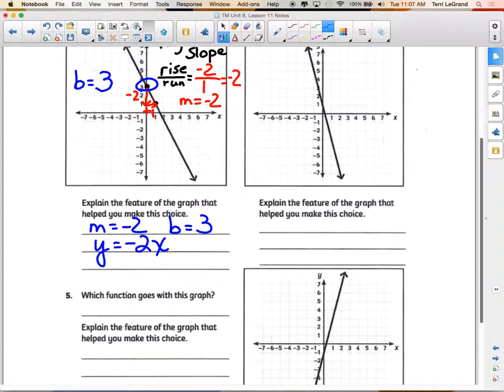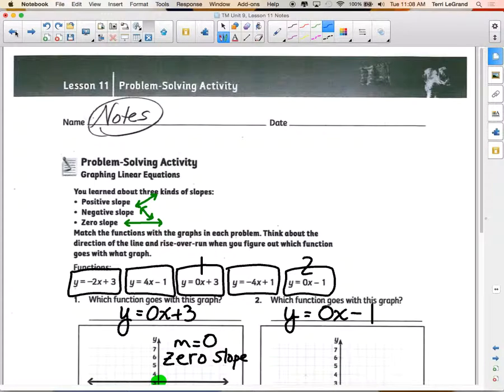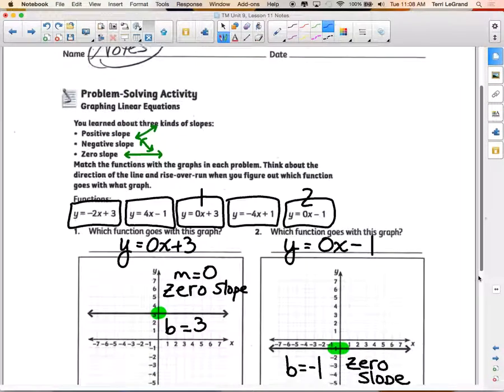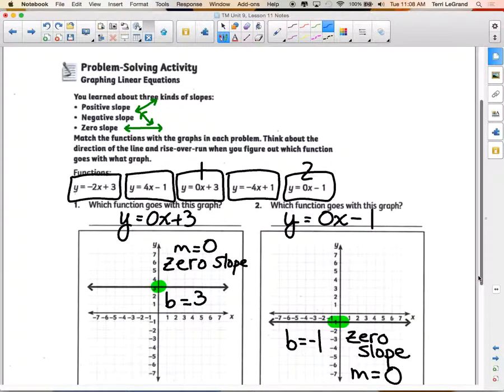And what are we going to add to the x's? 3. Now we can go back to the other page and see if that's one of our equations. Is it over there? Y equals negative 2x plus 3. Well, look at that. It's the very first one. So that goes with graph number 3. Negative 2x plus 3 goes with graph number 3.